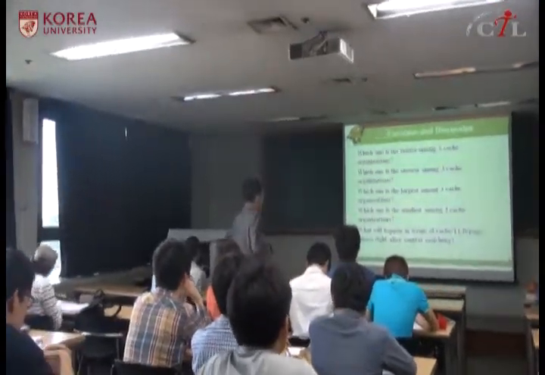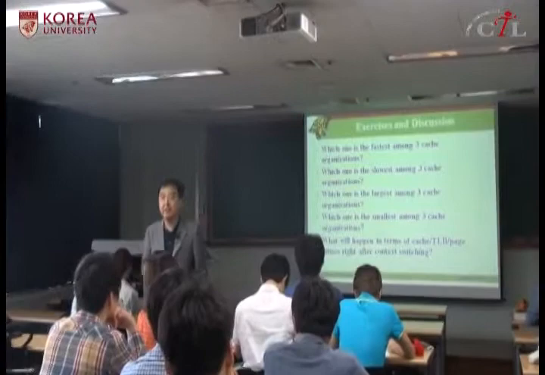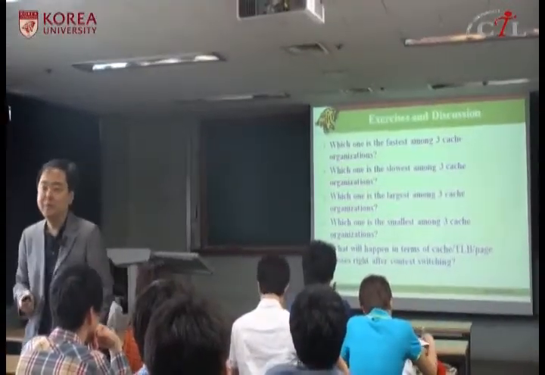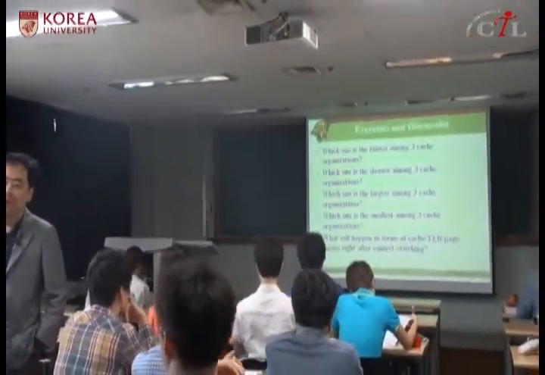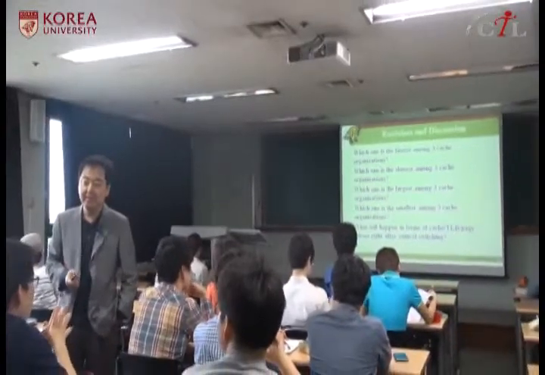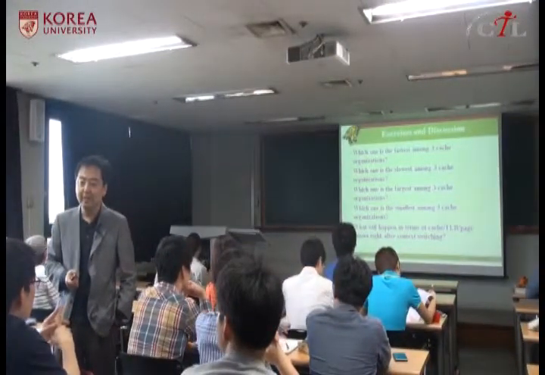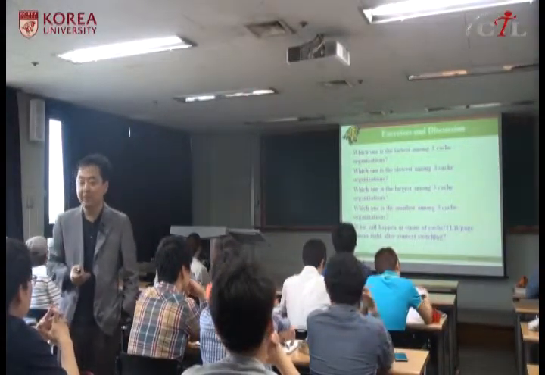Which one is the smallest among three cache organizations? Direct mapped. Because it just needs one comparator and one decoder.